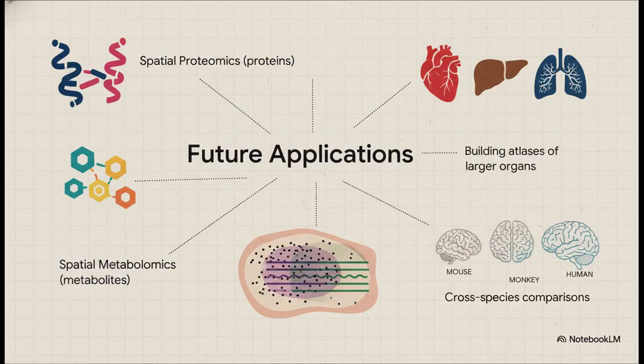And this is really just the beginning. The same ideas could be used to map proteins, metabolites, or even multiple different kinds of data all at once. It opens the door to building atlases of way bigger organs, and even comparing these incredibly detailed structures across different species. The possibilities are huge.